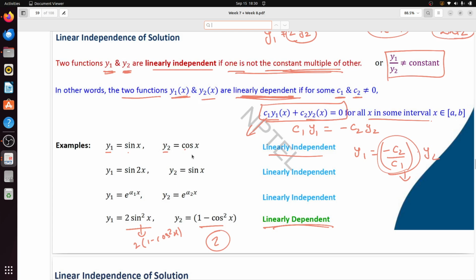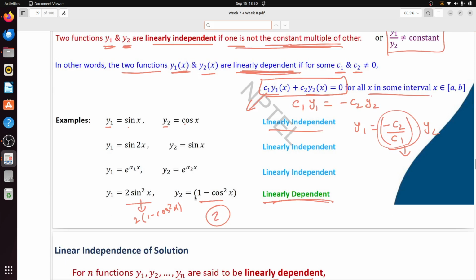Okay, so y1 equal to sin x, y2 equal to cos x are linearly independent because you cannot write sin x as some linear multiple of cos x. sin 2x and sin x are linearly independent because sin 2x is actually 2 sin x cos x. e to the power alpha 1 x and e to the power alpha 2 x, where alpha 1 and alpha 2 are not equal to each other, are also linearly independent.